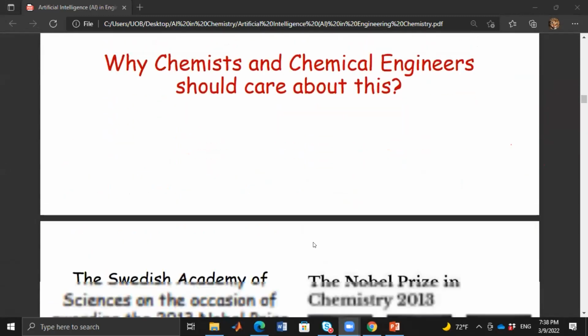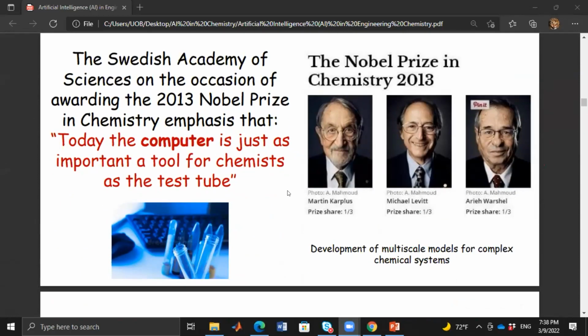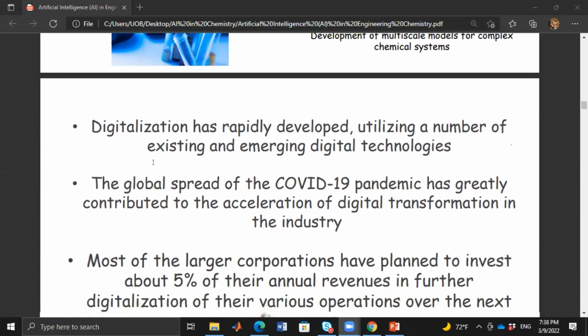Now, why should chemists and chemical engineers care about this as well? You can see that those Nobel laureates in 2013, all of them are chemists. حصلوا على جائزة نوبل because again of the development of multi-scale models, and as mentioned by the Swedish Academy of Science here, today the computer is just as important a tool for chemists as the test tube. So people are now talking about a lot of advancement in introducing the computer into the chemical lab and it becoming an accessory. ما صار عبارة عن شيء optional, صار شيء ضروري إنك تدخل.